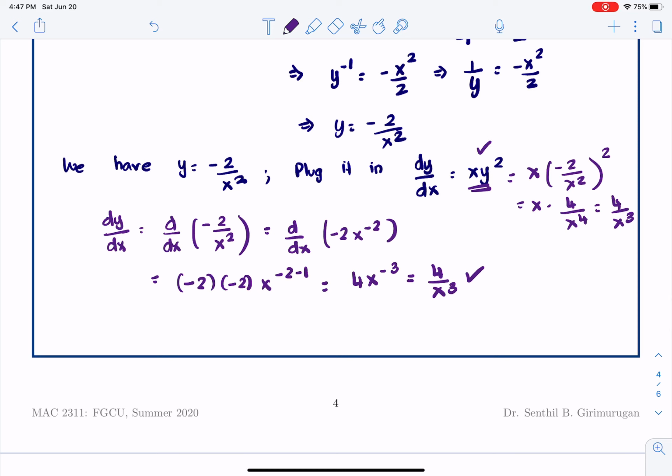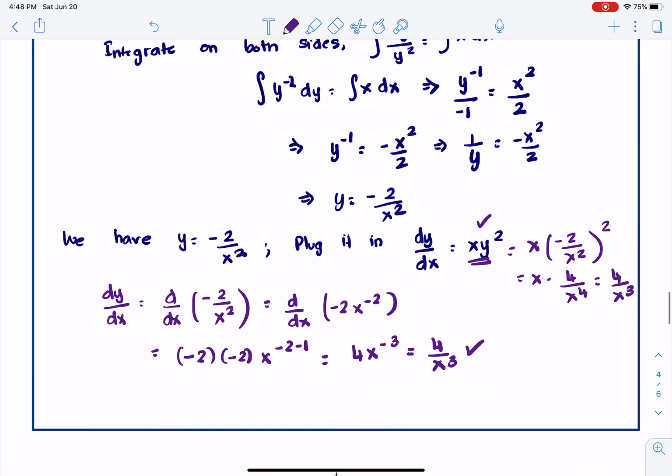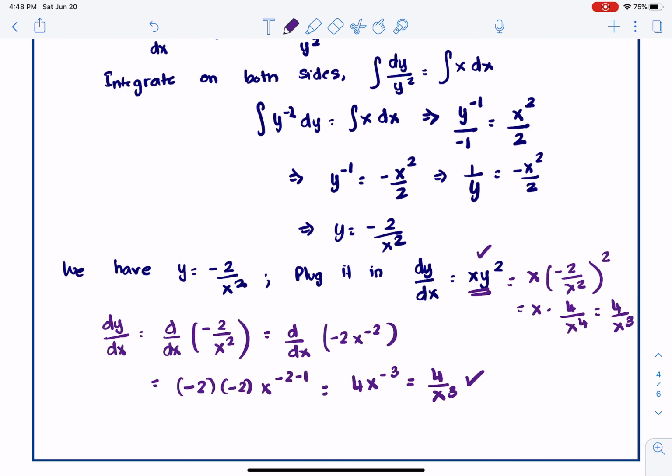And based on this verification procedure, we have established that y equals negative 2 over x squared is a solution to the differential equation. So if we have a solution to a differential equation, when we plug this solution, which is a function, back into the differential equation, the left-hand side must match up to the right-hand side. This is very similar to what we do in algebra.